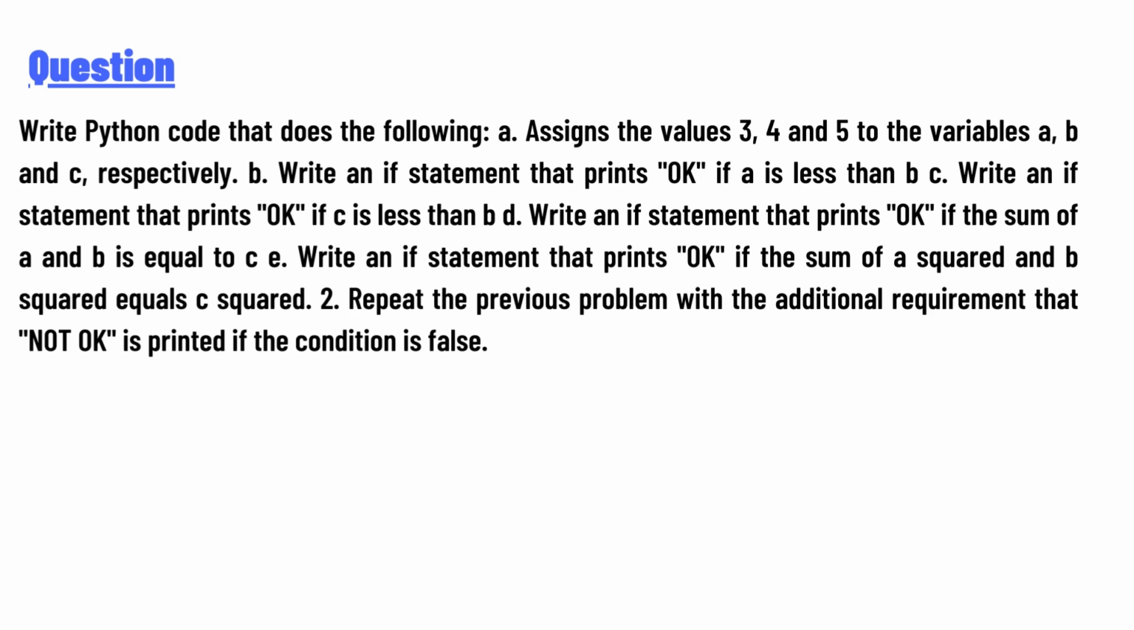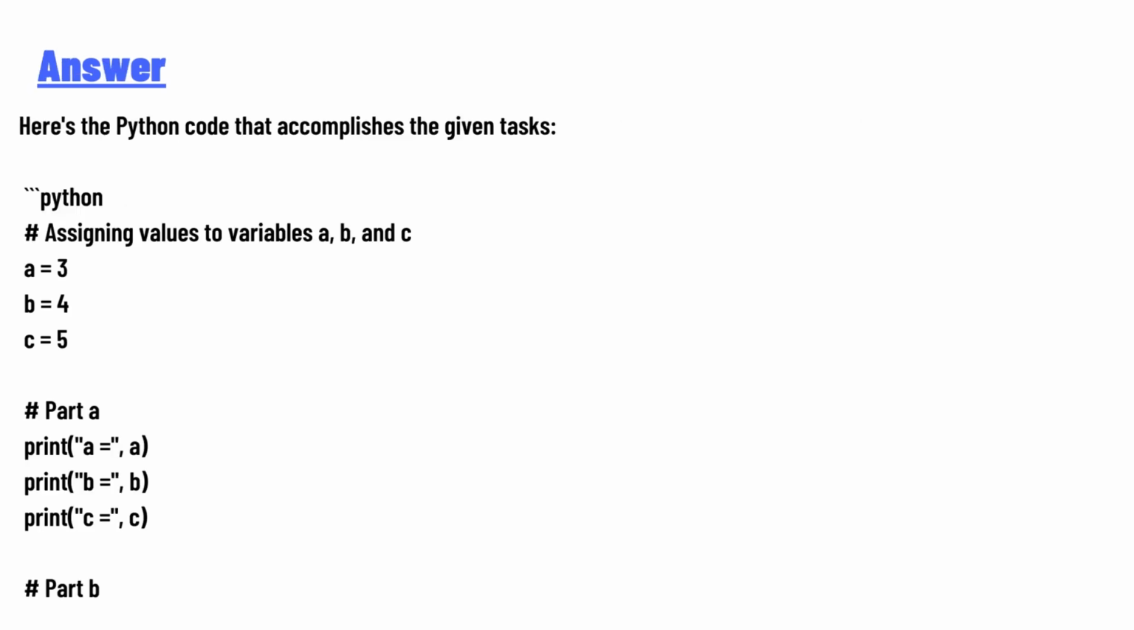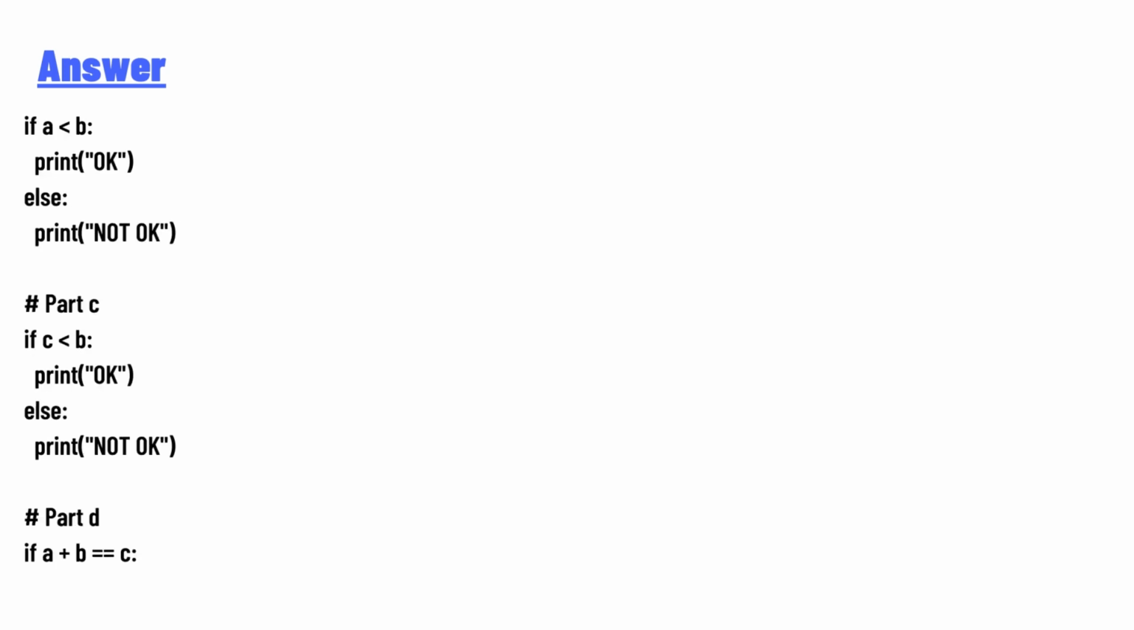And the answer to the question is: here's the Python code that accomplishes the given task. Assign the values of variables A, B, C: A is equal to 3, B is equal to 4, C is equal to 5. Part A: print A is equal to A, print B is equal to B, print C is equal to C. Part B: if A less than B, print OK, else print not OK.